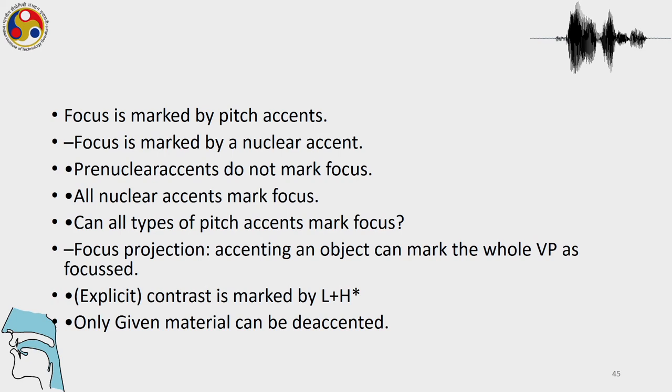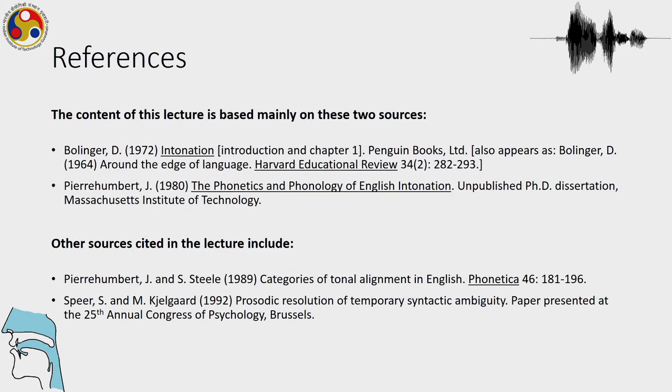Can all types of pitch accents mark focus? In focus projection, accenting an object can mark the whole VP as focus. And a contrast, which you talked about just now, is marked by L plus H star, that is an L tune plus an H star pitch accent, and only given material can be de-accented.